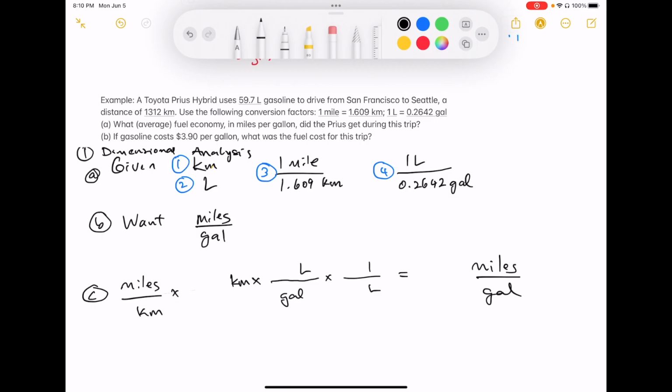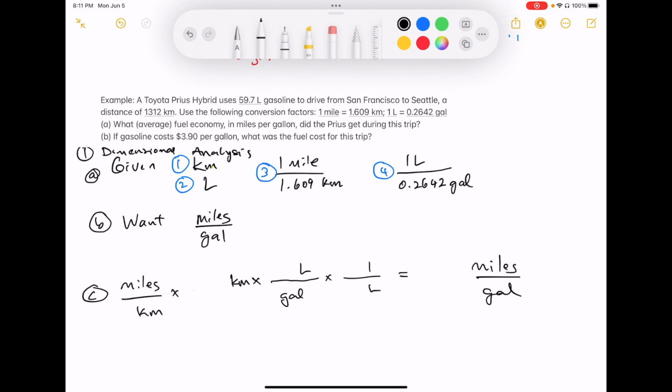Okay, all right. Let's work on that dimensional analysis problem that we just saw at the end of that lecture. The question says a Toyota Prius hybrid uses 59.7 liters of gasoline to drive from San Francisco to Seattle, which has a distance of 1,312 kilometers. You're asked to use the following conversion factors: 1 mile equals 1.609 kilometers, and 1 liter equals 2.2642 gallons, to calculate a couple of different quantities.